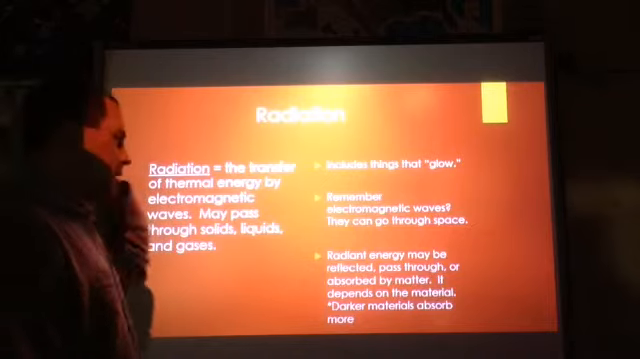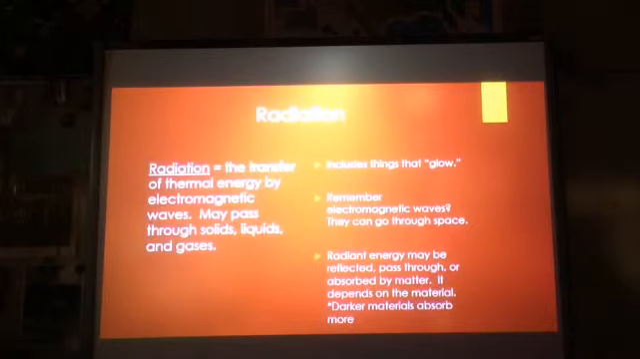Radiant energy may be reflected, passed through, or absorbed by matter. It depends on the material. Darker materials absorb more. This is why in the summertime you don't want to be wearing a black shirt. The glow from the sun, more of that thermal energy is absorbed by that black shirt than if you were wearing, say, a white shirt that reflects a lot of it, or lets some of it pass through. It's also why most people don't have black houses.